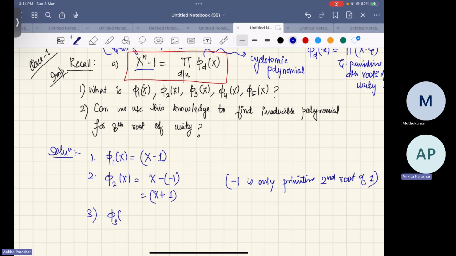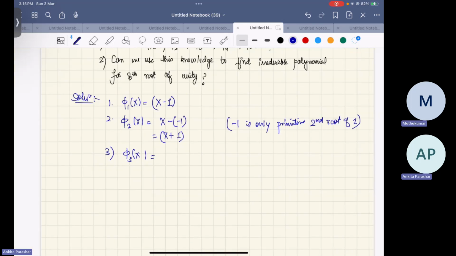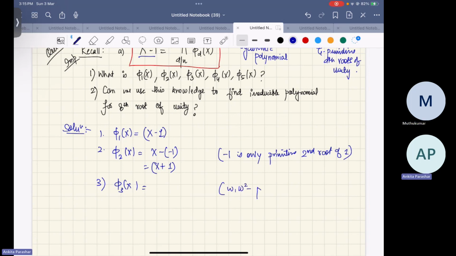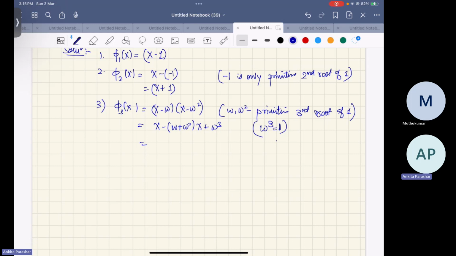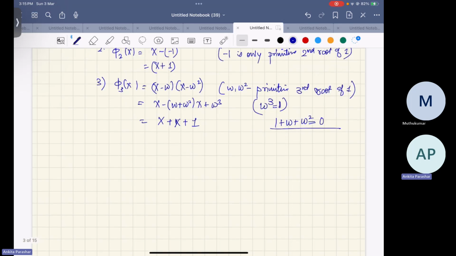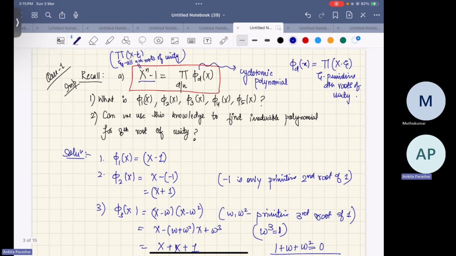What is phi 3 of x? Omega and omega squared are the primitive 3rd roots. So x minus omega into x minus omega squared. If you expand it, it will be x squared minus omega plus omega square x plus omega cube. We know omega is a primitive 3rd root of unity, so it satisfies omega cube equal to 1, and we also know 1 plus omega plus omega square is 0. So therefore this is x squared plus x plus 1. Alright, so this is phi 3 of x, then we have phi 4 and phi 5.